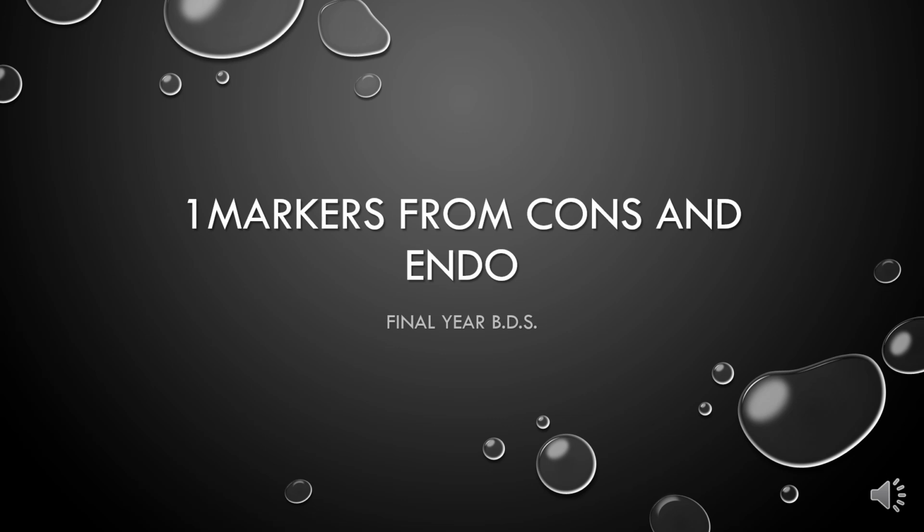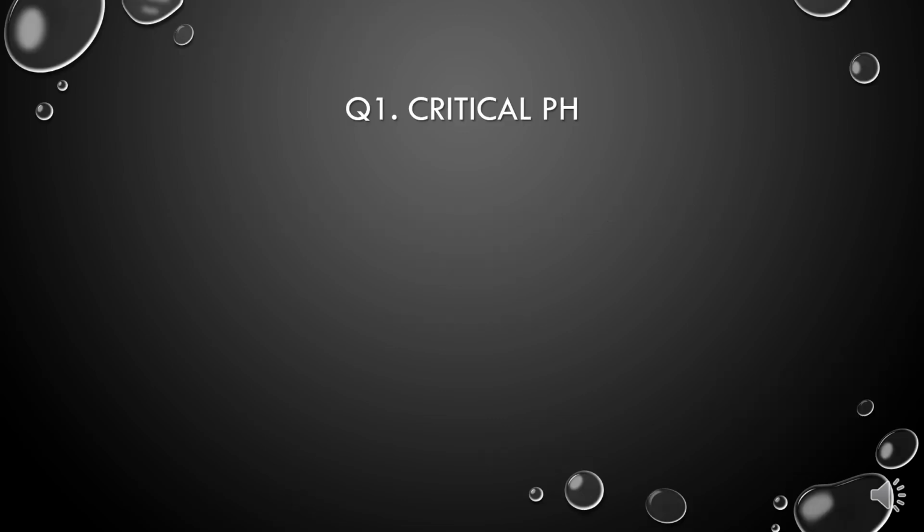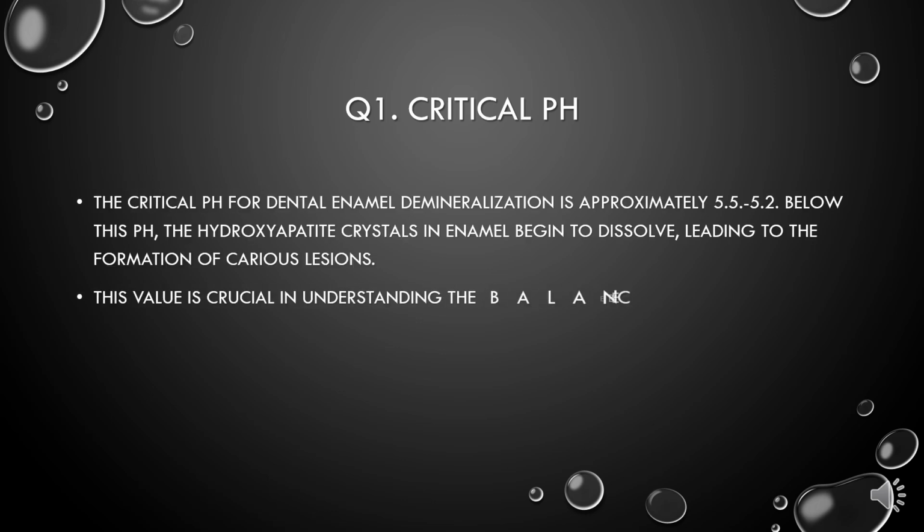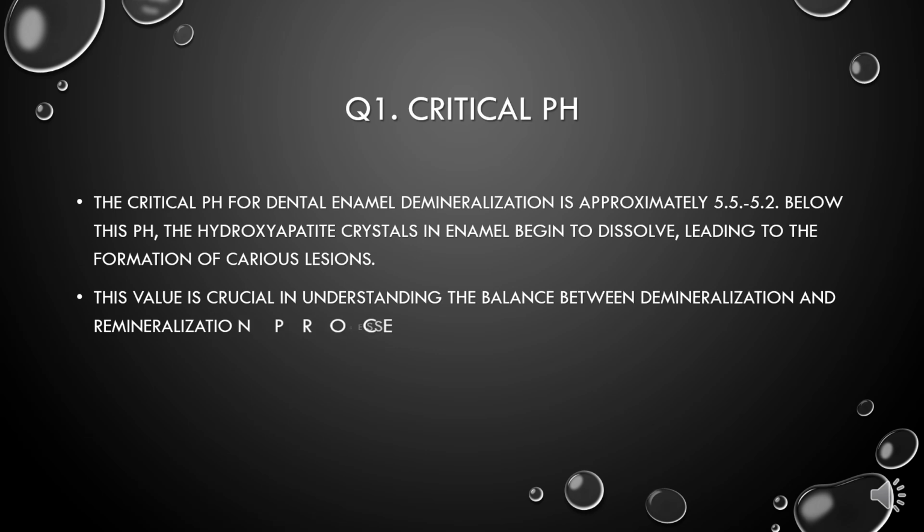In this video, we are going to discuss the one marker questions from the subject of Conservative Dentistry and Endodontics. Question is critical pH. The critical pH for dental enamel demineralization is approximately 5.5 to 5.2. Below this pH, the hydroxyapatite crystals in enamel begin to dissolve, leading to the formation of carious lesions. This value is crucial in understanding the balance between the demineralization and remineralization processes in the oral environment.